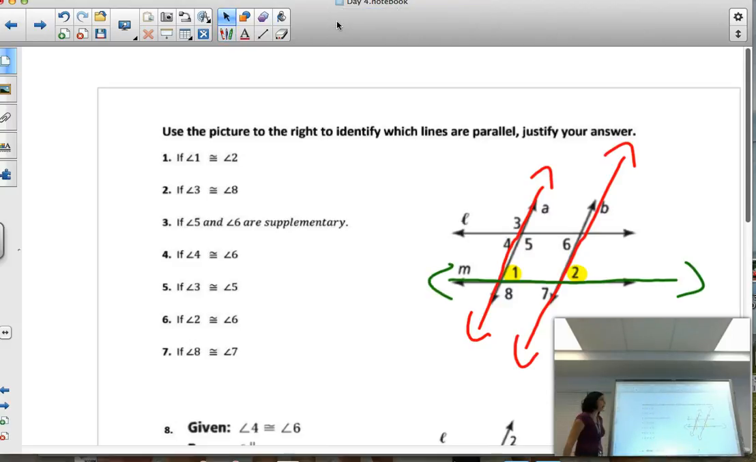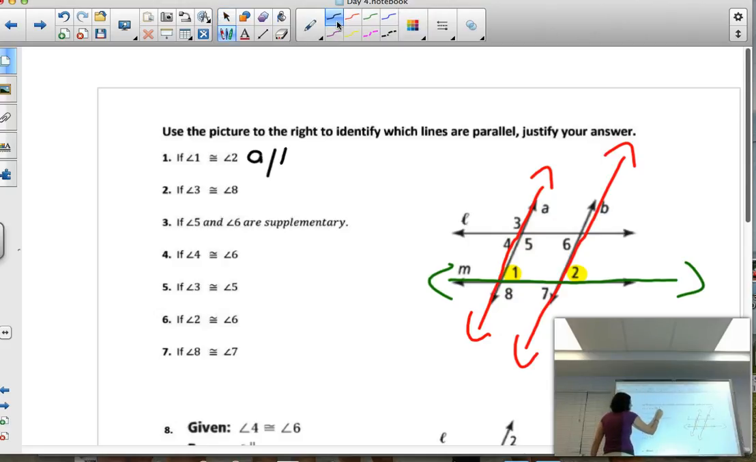So which 2 have to be the parallel lines? A and B. Ms. Sawyers can't spell parallel, so we're going to use the sign. Remember the 2 lines like that are parallel, A and B.